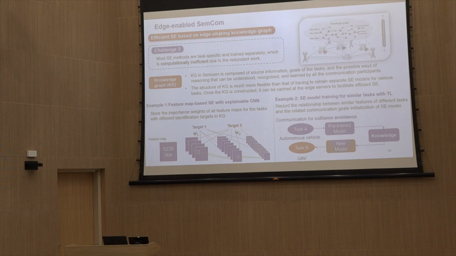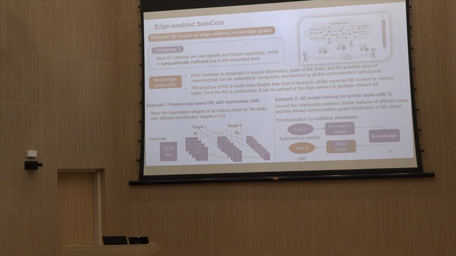Now we try to address the next challenge that most semantic extraction methods are task-specific and they are trained separately, which is computationally inefficient due to the redundant work. Here we can utilize the knowledge graph. Knowledge graph in semantic communication is composed of source information, goal of the task, and the possible way of reasoning that can be understood, recognized, and learned by all communication parties. The structure of the knowledge graph is much more fixed than having to recreate separate semantic extraction models for various tasks.